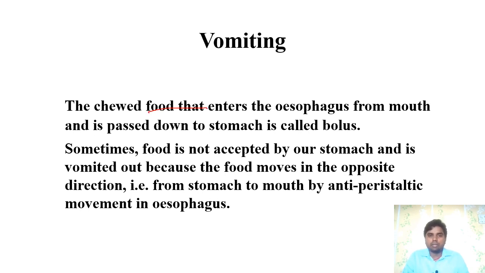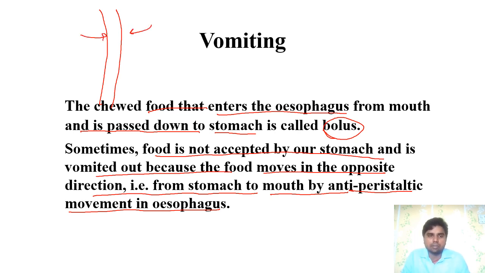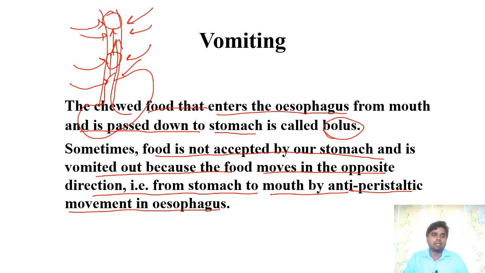So the chewed food that enters the oesophagus from the mouth and is passed down to the stomach is called bolus, that we have studied. Sometimes food is not accepted by our stomach and is vomited out because the food moves in the opposite direction from stomach to the mouth by anti-peristalsis movement in the oesophagus. Like peristalsis movement, there is contraction and relaxation, but it will occur in reverse. The food that is in the stomach will go back. There will be contraction and food will go up. Again there will be contraction, then again this food will go up. So this process is known as anti-peristalsis movement.